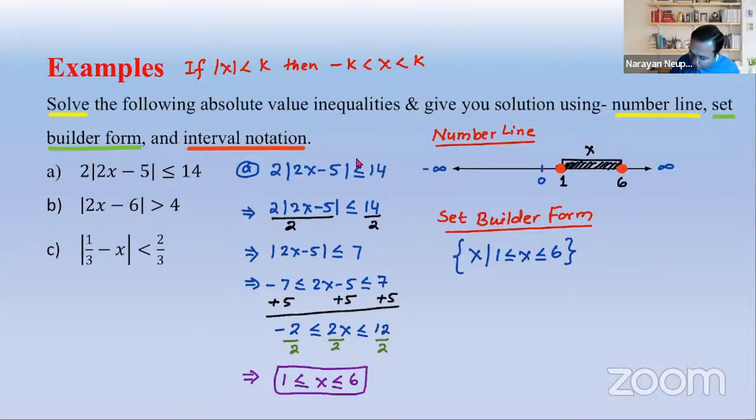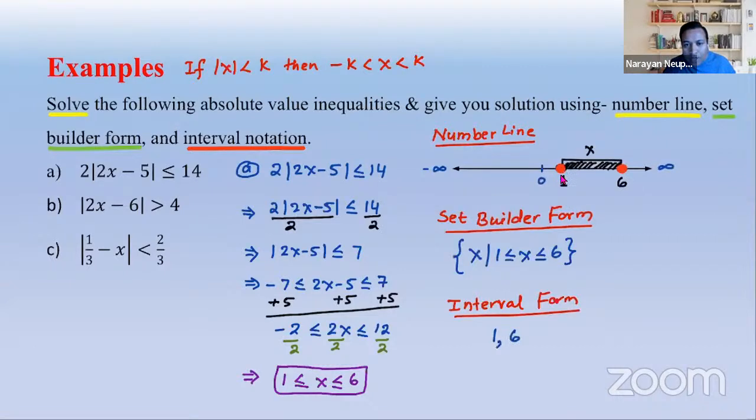So let's write the interval form, or interval notation. In interval form, what we do is we write this interval. We look at the number line and we write the interval. Our x values are from 1 up to 6. So it is from 1 up to 6. That is the interval. And we check whether 1 is included or not.